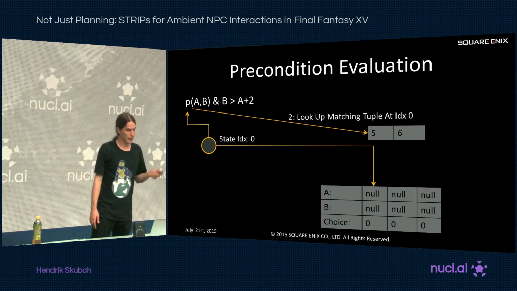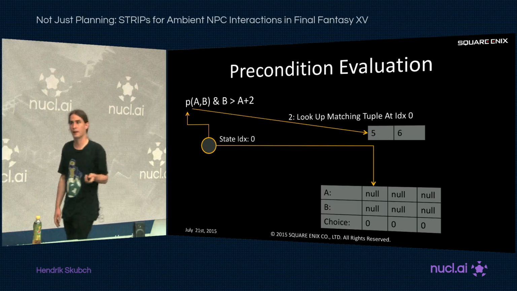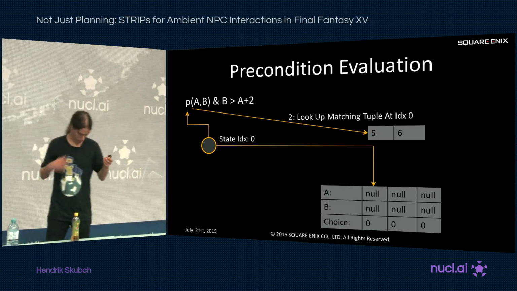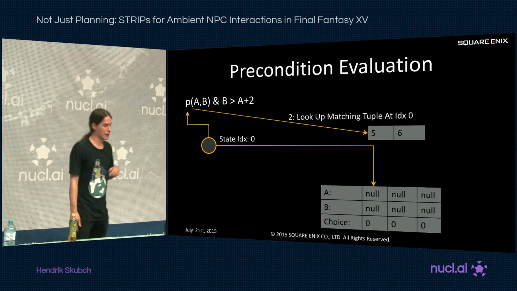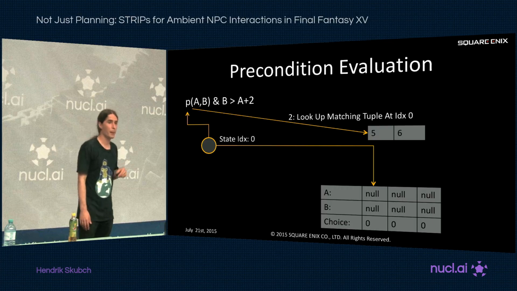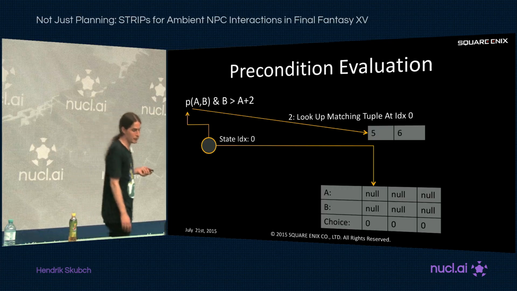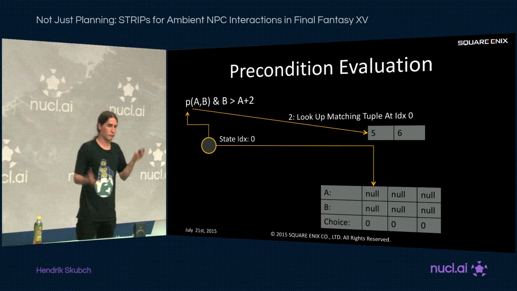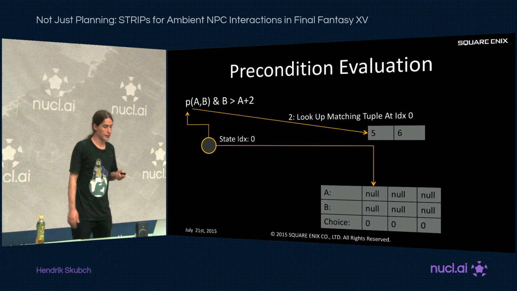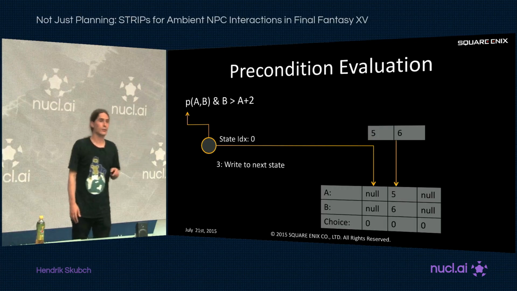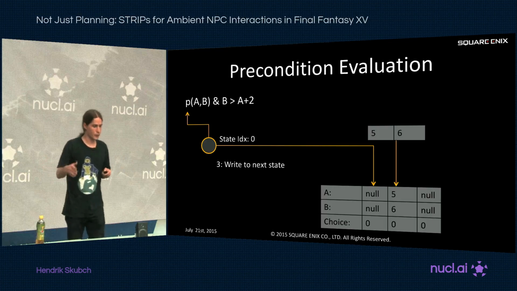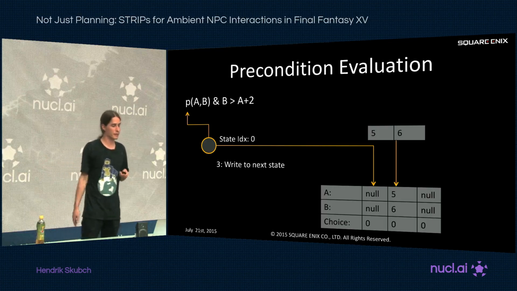In case of P, we now look up a matching tuple in the tuple space and write that to the argument array. For example, this could be 5 and 6. We write it back to the next state. So A becomes 5 and B becomes 6.